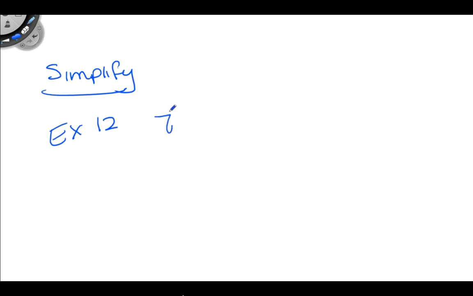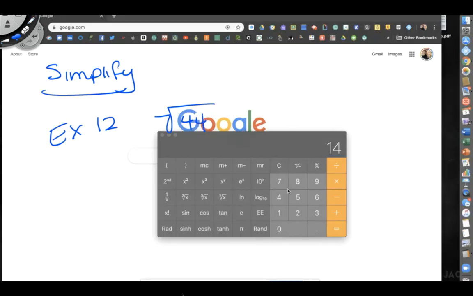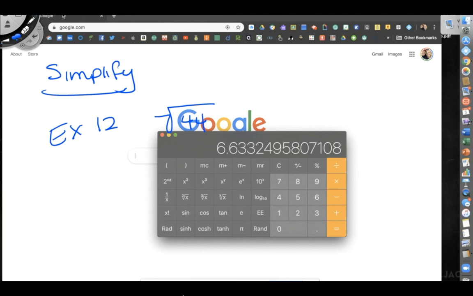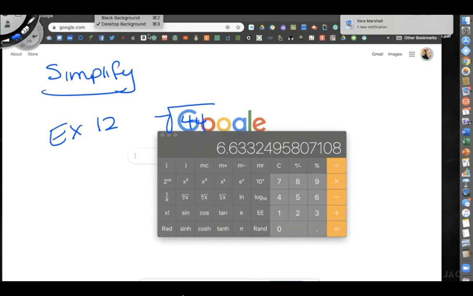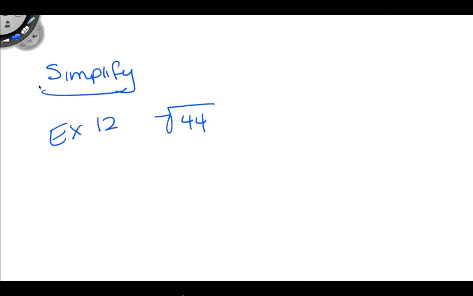What if I gave you the square root of 44? All right, so if I had my calculator, I could do 44, and I square root it. Oh my goodness, I get this huge long decimal, so that's not going to help me. So what do I do after that? So I'm going to get my problem back over here.